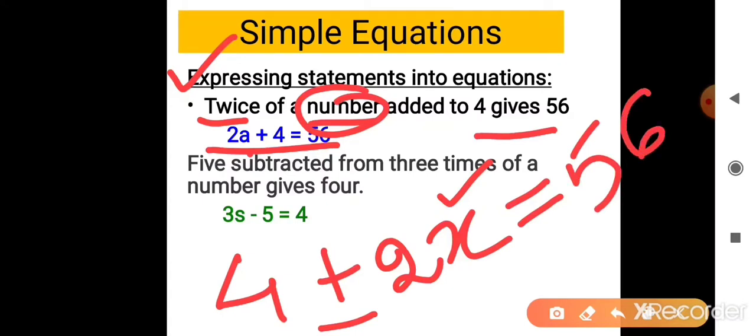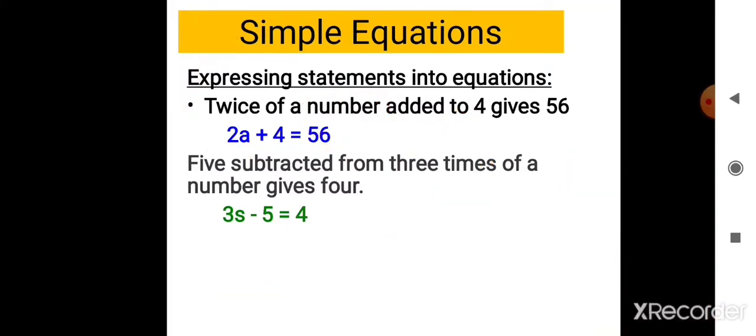So as you can see, I can express this statement in two variables. Yes, in one I have used a as the variable, in another I have used x. So similarly, we have another statement. 5 subtracted from 3 times of a number gives 4. Now, when it comes to subtraction, you have to be very specific.